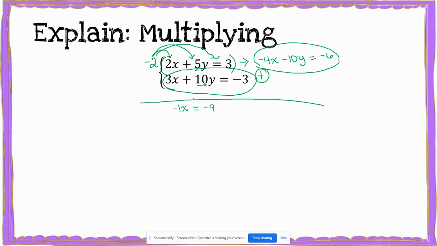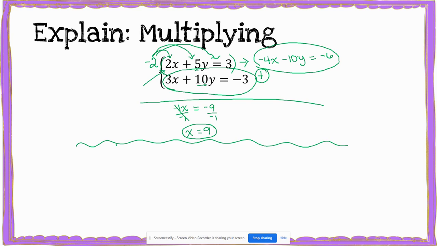Now, x is not by itself because it's still being multiplied by negative 1. So we would do the inverse, which is dividing by negative 1 on both sides. Well, that would leave us with x equals, and then negative 9 divided by negative 1 is positive 9. So we know that our x value is positive 9. Now we can use that to find our y value.